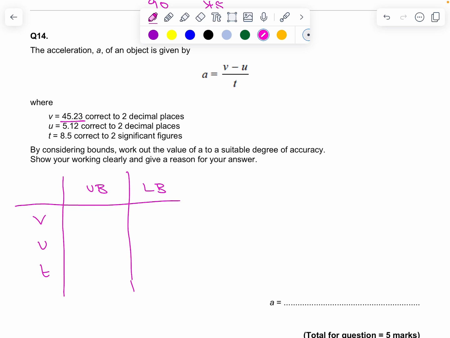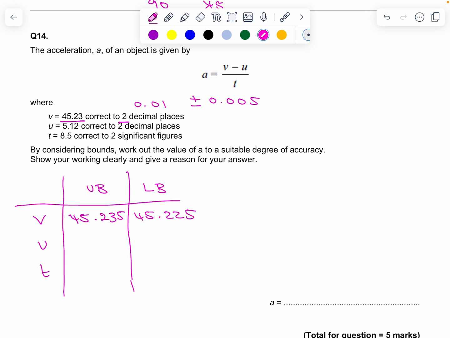So we've got V, U and T. V is correct to 2 decimal places. That means that it's to the nearest 0.01. So to find the upper and lower bounds, I need to add or subtract 0.005. So my upper bound is 45.235. My lower bound is 45.225.